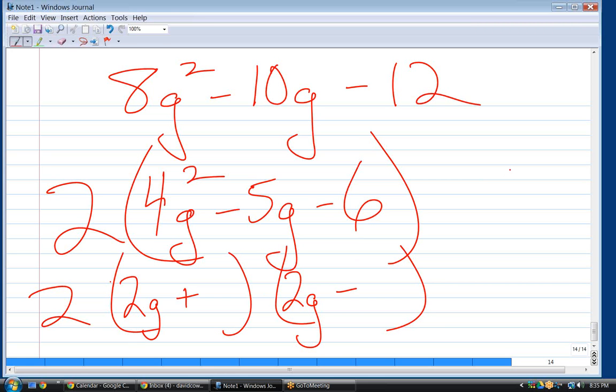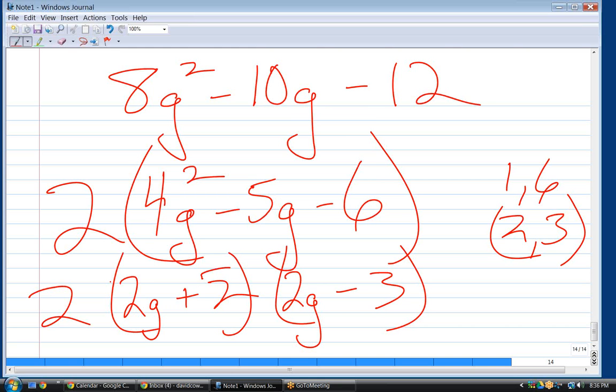Well, what are factors of 6? 1 and 6, 1 and 6. 2 and 3. Well, let's try the 2 and 3. And I'm just going to try 2 there and 3 there. Does that work? It does not. No, because it gives me a plus 4G and a minus 6G. That would be minus 2G. Well, if I try the 3 here and the 2 there, that still doesn't work.